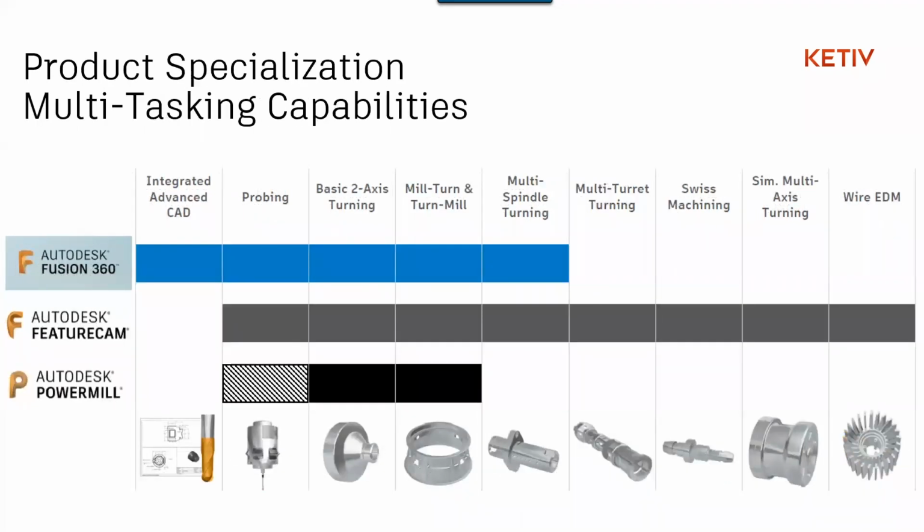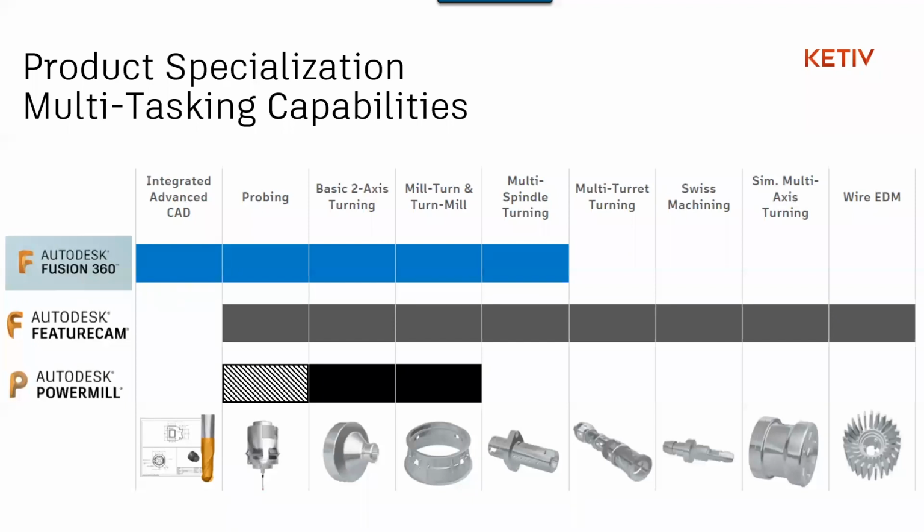This is more on the multitasking capabilities, right? So mainly mill turns, multi-spindle turning, multi-turret turning, right? So Swiss machining. If you fall in any of those spectrums, then FeatureCAM is going to be the CAM software you might want to take a look at. So you can see here what capabilities it has. And then PowerMill, you can see that it has some basic 2-axis turning. But it doesn't really focus on that. That's not going to be its powerhouse, if you will.